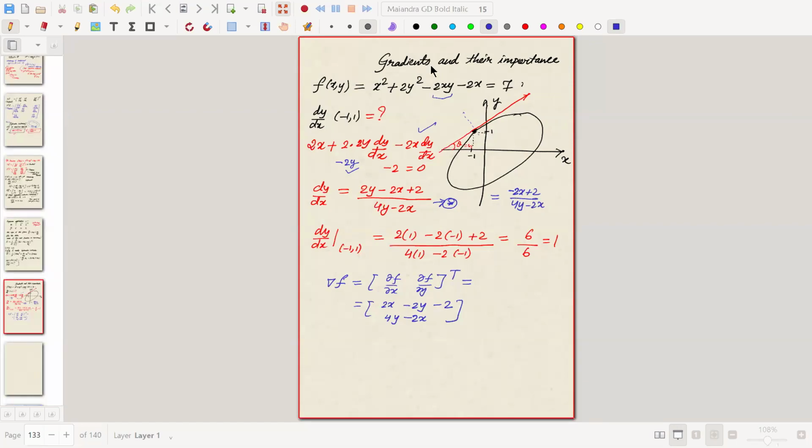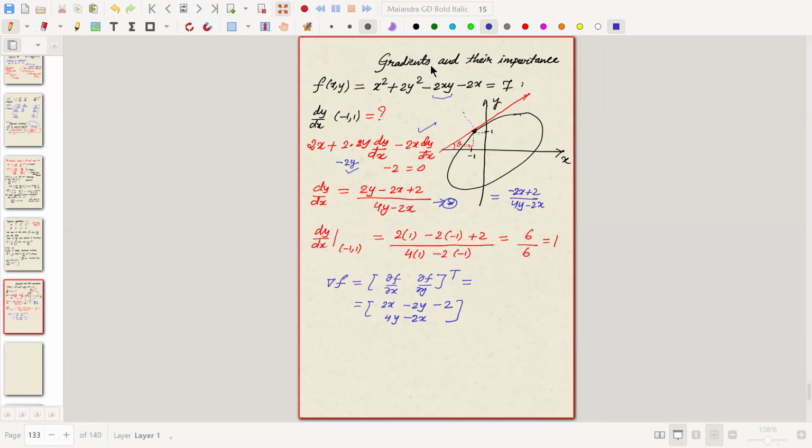Okay, so this problem gives us an idea of what a gradient is. Not mathematically, but a bit geometrically, what is a gradient. Let us take this two-dimensional function: x square plus 2y square minus 2xy minus 2x equals 7. If you plot it, you will get a curve like this.